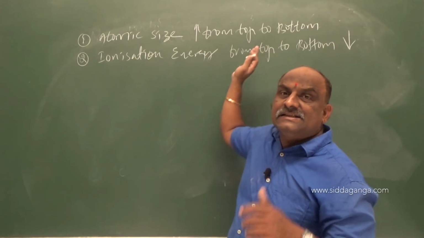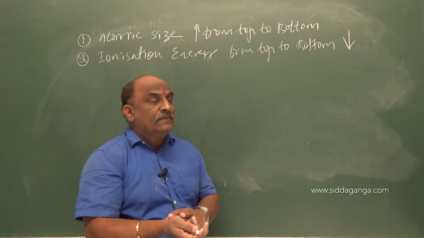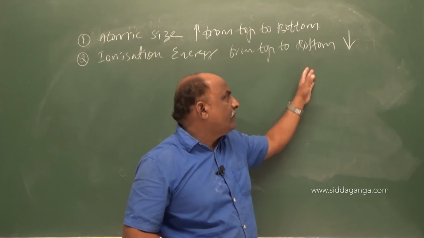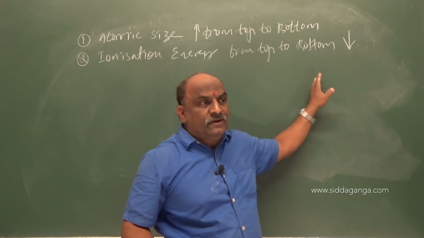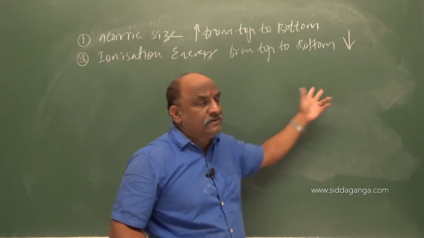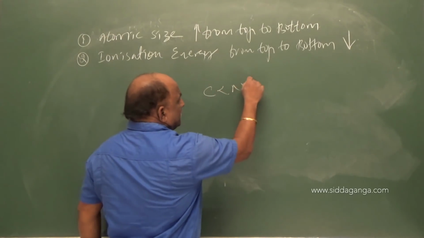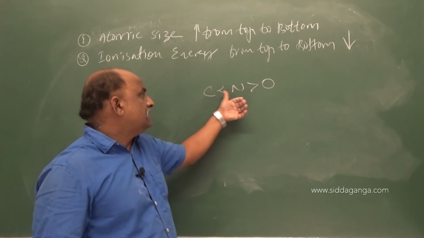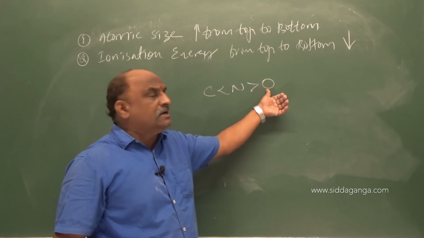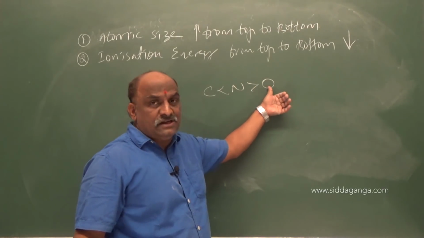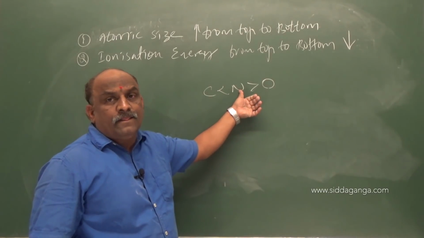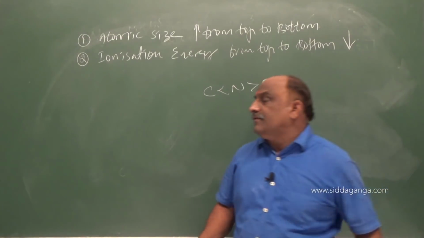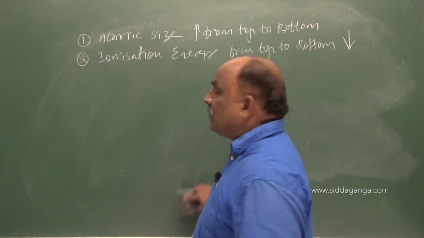Size increases, the attraction decreases from the center of the nucleus to the outermost electron. Once you compare the group 15 elements' ionization values with group 14 and group 16 elements: first ionization enthalpy values, carbon less than nitrogen, nitrogen greater than oxygen. Actually, we expect nitrogen to be less than oxygen, but here nitrogen has a half-filled electronic configuration. Due to the half-filled electronic configuration, group 15 elements' IP values are more.